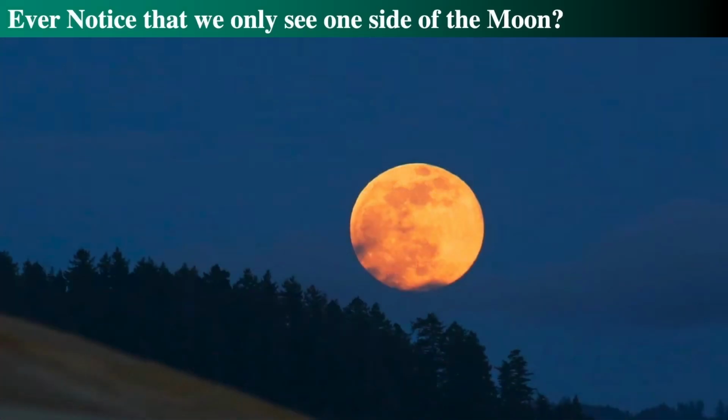Did you ever notice that we only ever see one side of the moon? The moon's period of rotation equals its period of revolution around the Earth. That's a really interesting fact. The rotation of an object is something that spins about on an axis that points down through it. And the revolution is the orbiting of one object around another. Here, the moon around the Earth.